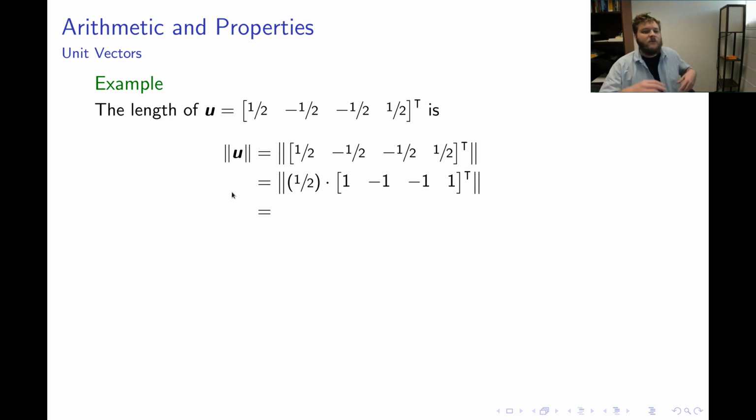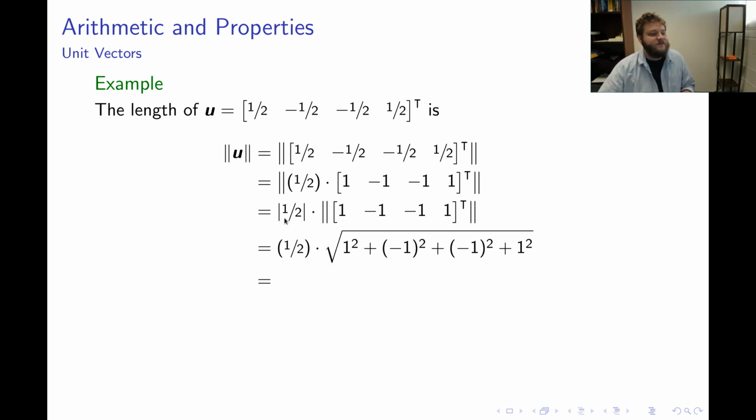The length is defined as the square root of the sum of the squares of the coordinates. But remember that we had this theorem that told us how scalar multiplication interacts with length. So one thing to notice here is that the vector we are dealing with is the same thing as the scalar 1/2, scaling the vector 1, -1, -1, 1. So I factored 1/2 out of the vector. So now I have a scalar 1/2 multiplied by another vector that I'm taking the length of. Well, how could I do this? My rule before says that's the same thing as the absolute value of the scalar, so that's the absolute value of 1/2, multiplied by the length of this other vector.